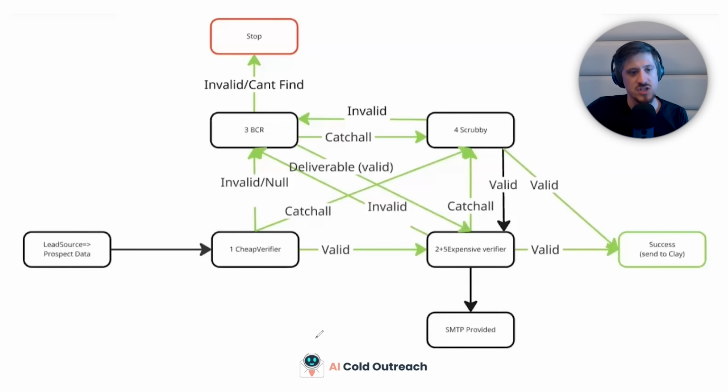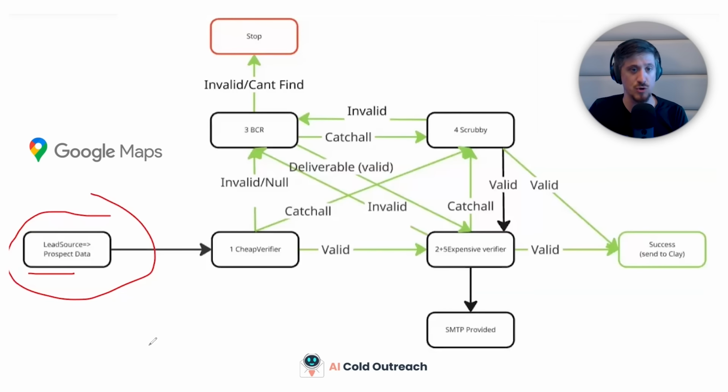So this is our start point right here. This is our lead source. Sometimes this is Google Maps scraping. Sometimes we scrape directly from LinkedIn. Very often we use Apollo. Whatever it is, this is our lead source. Hopefully with some email accounts, but very often not 100% of them will have email accounts. All of that is then sent to our verifier.